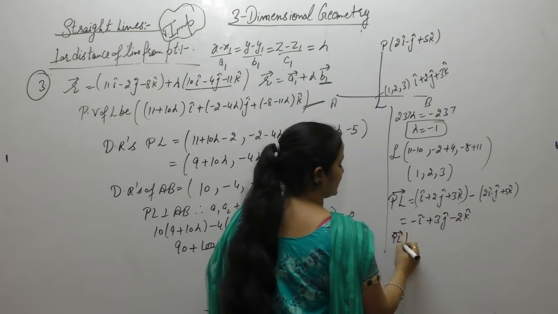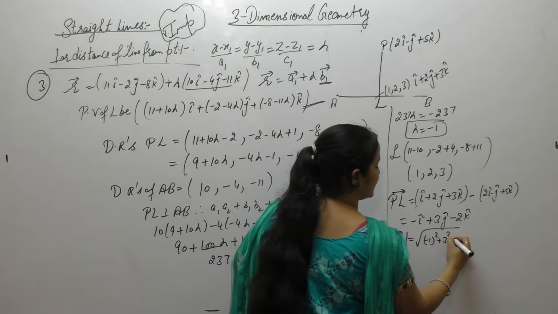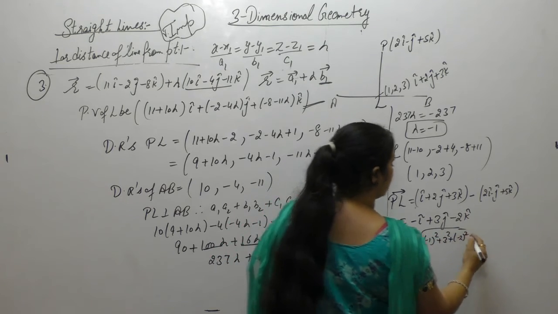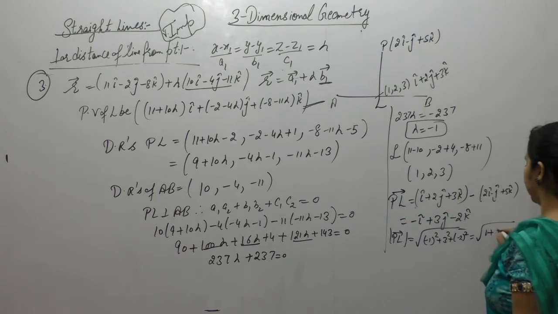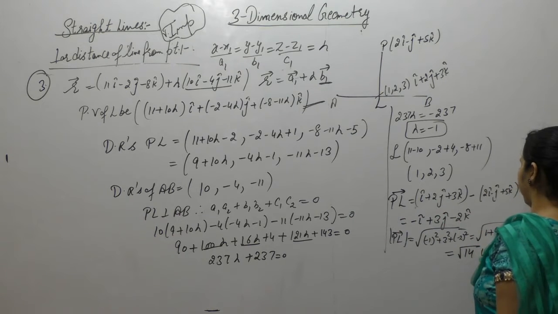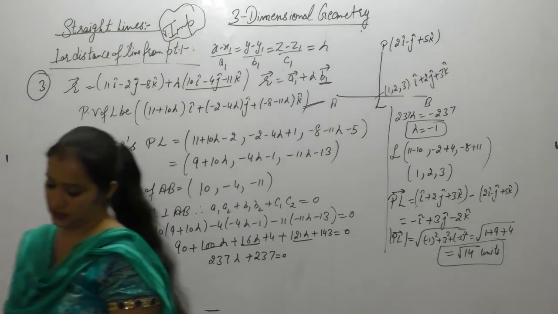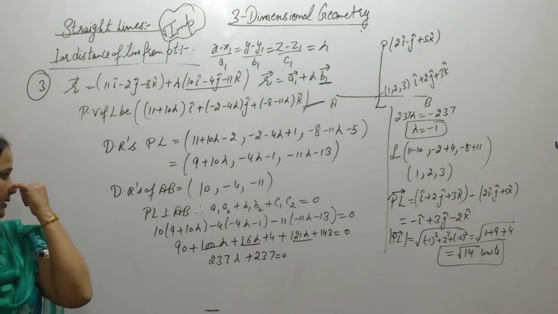Now distance is the magnitude of this: minus 1 square plus 3 square plus minus 2 square. 3 square is 9, 2 square is 4. So square root of 14 units. So the distance PL is square root of 14 units.